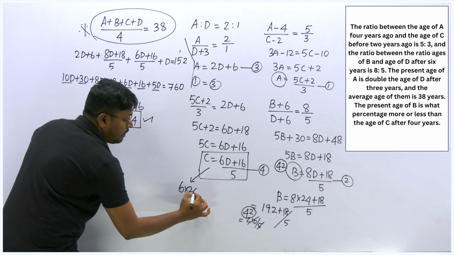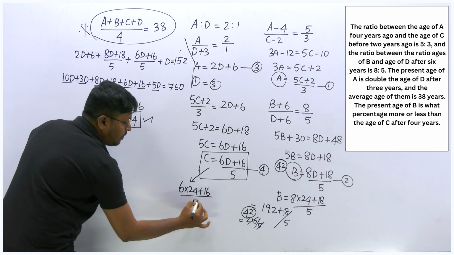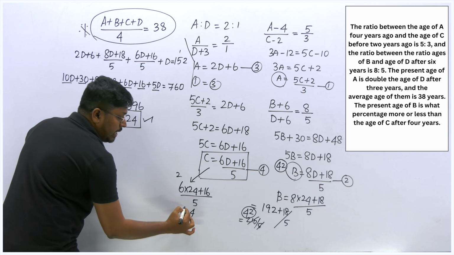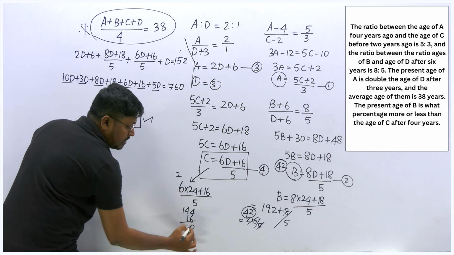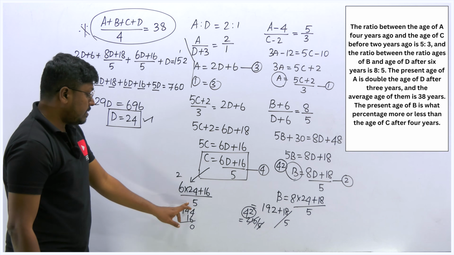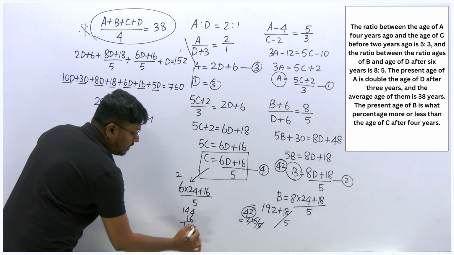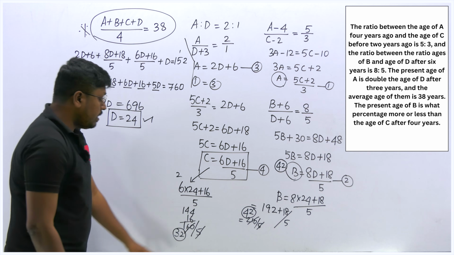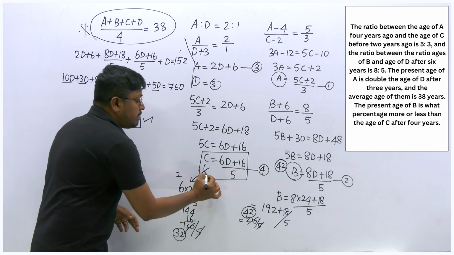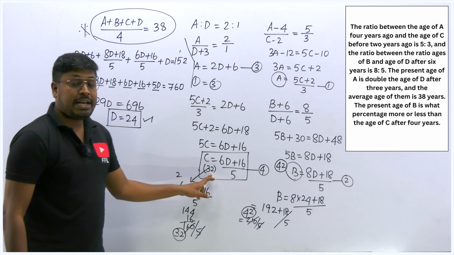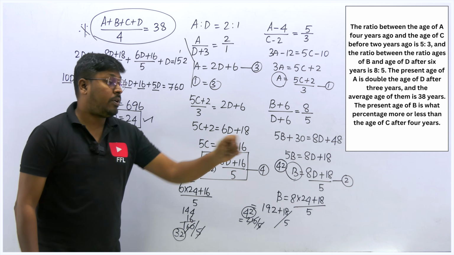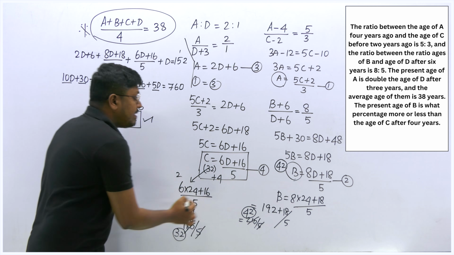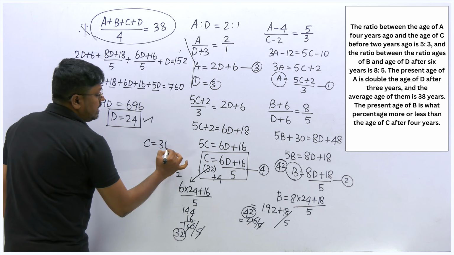So 6 into 24 plus 16 divided by 5. So 6 4s are 24. So remaining will be 2, 12, 14. 144 plus 16. So this will be 160, right? So 160 divided by 5. So if you divide by 5, 5 3s are 15, 32. So 32 will be the age of the person C. But while substituting in the formula, what they have said is C after 4 years. That means you have to add an additional 4, which is 36. So according to the question, C is 36.